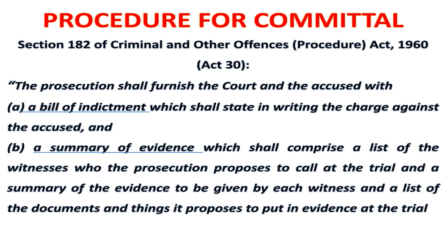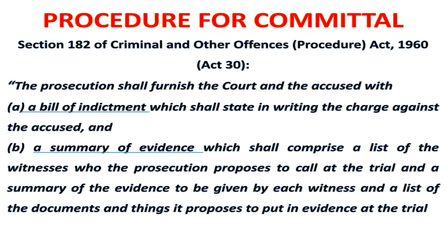So if you read section 182 of the Criminal and Other Offences Procedure Act of 1960, Act 30, it reads as follows, and I quote: the prosecution shall furnish the court and the accused with a bill of indictment which shall state in writing the charge against the accused, and a summary of evidence which shall comprise a list of witnesses who the prosecution proposes to call at the trial, and a summary of the evidence to be given by each witness, and the list of the documents and things it proposes to put in evidence at the trial. So this bill of indictment must be furnished by the prosecution to both the accused and the court. And this is the import of section 182 of Act 30.